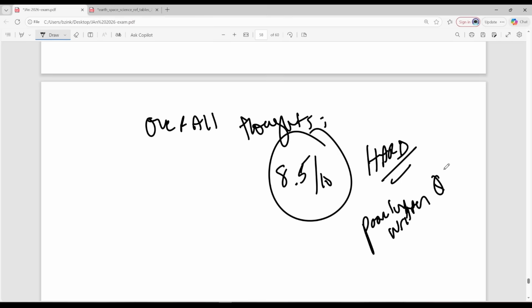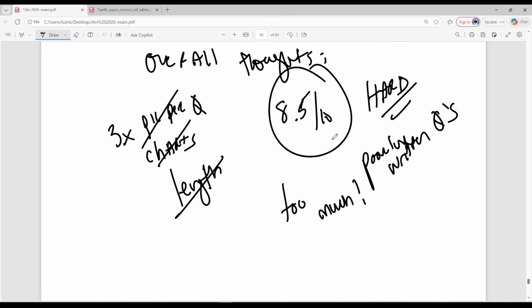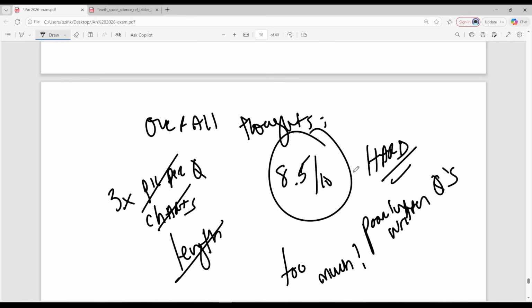Too much. Again, too much, too many diagrams, length is too long, too many charts. There's like three pictures per question, which is too much. And then you're flipping all these pages back and forth. So for a kid to do well on this, it's just set up against them, and it's not right. That's my thoughts about it.